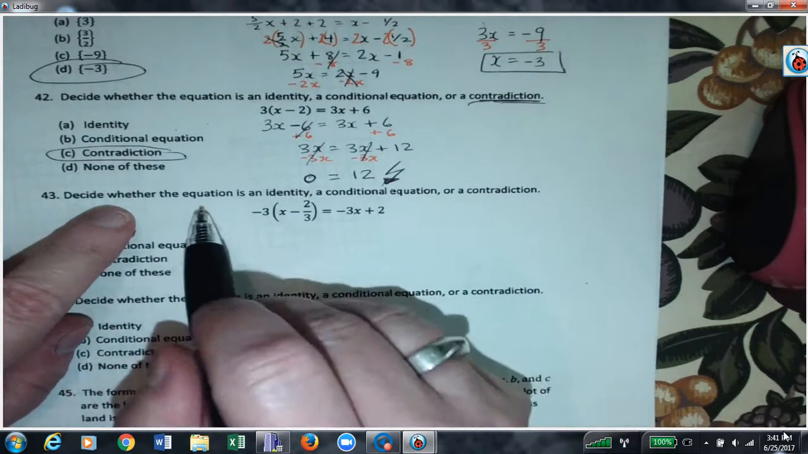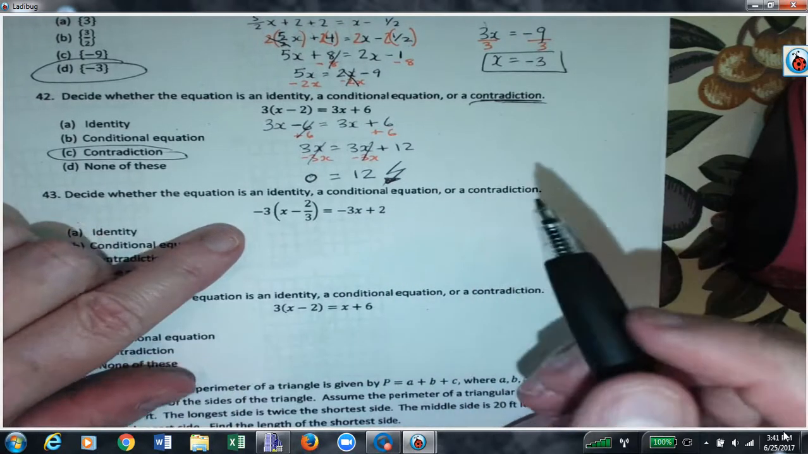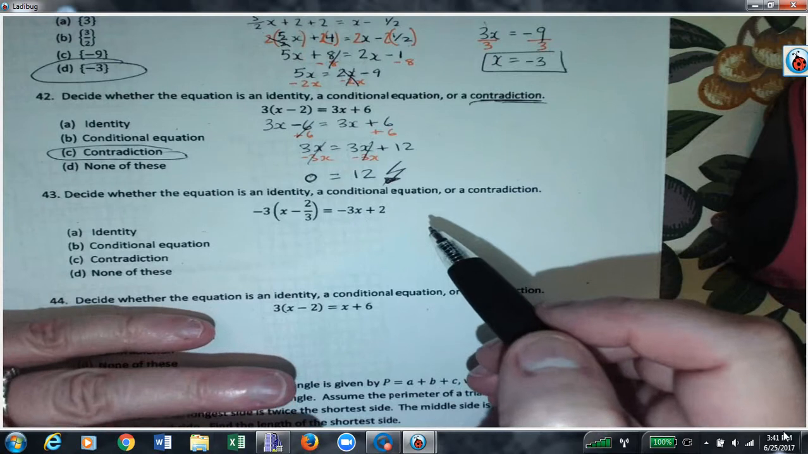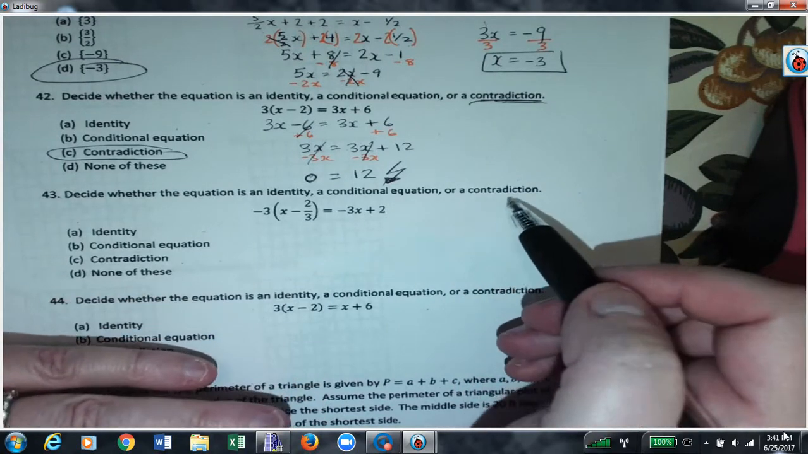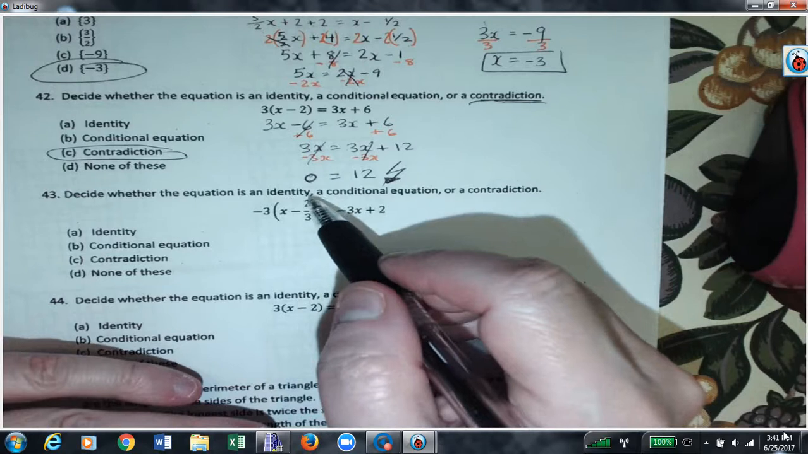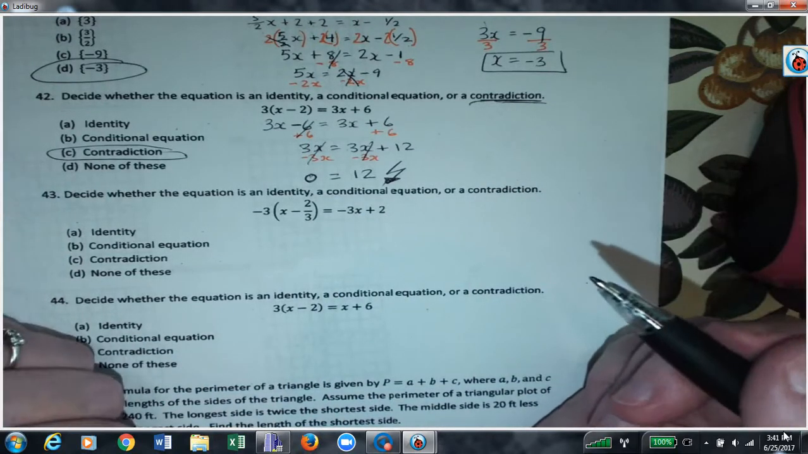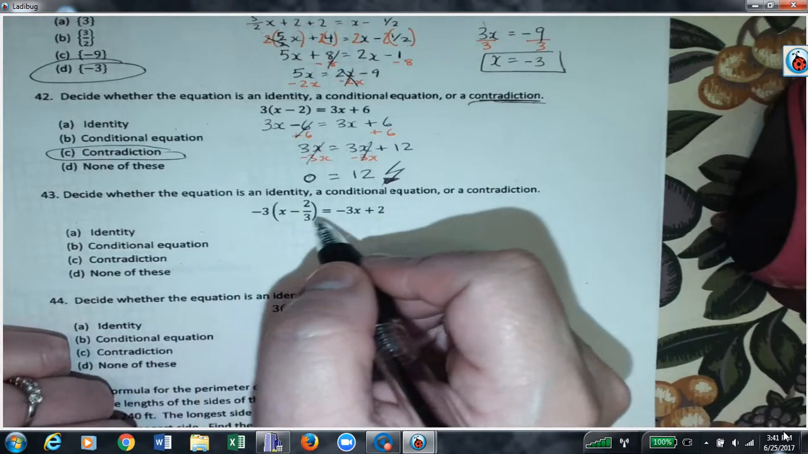Decide whether the equation is identity, conditional, or contradiction. So a conditional is you'll have x equals something. X equals one thing. Contradiction, you'll get a false statement. Identity, you'll have a true statement but no help, like 2 equals 2 or -7 equals -7. Let's see what happens here.